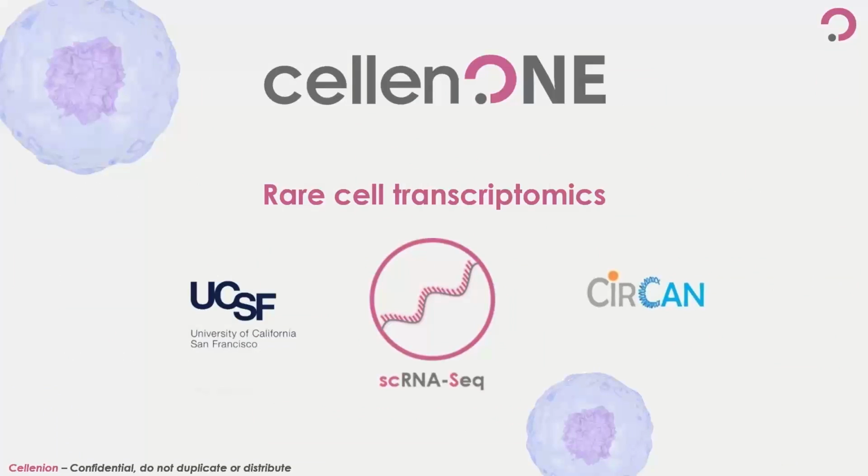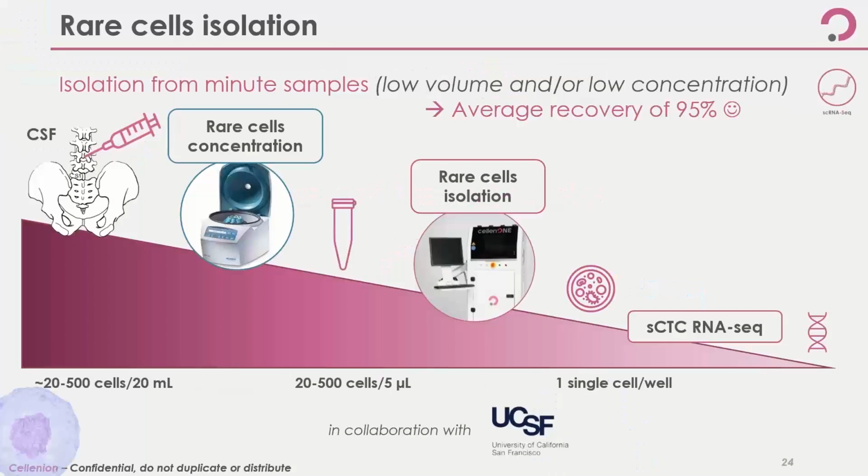Then, if you want to focus on rare cell transcriptomics, it's also nice to use the CellenONE, because then you can work with samples that are very low volume and/or very low concentration and recover more than 95% of your cells. So for example, an experiment that we did in collaboration with the University of California, San Francisco was to work on cerebrospinal fluid samples.